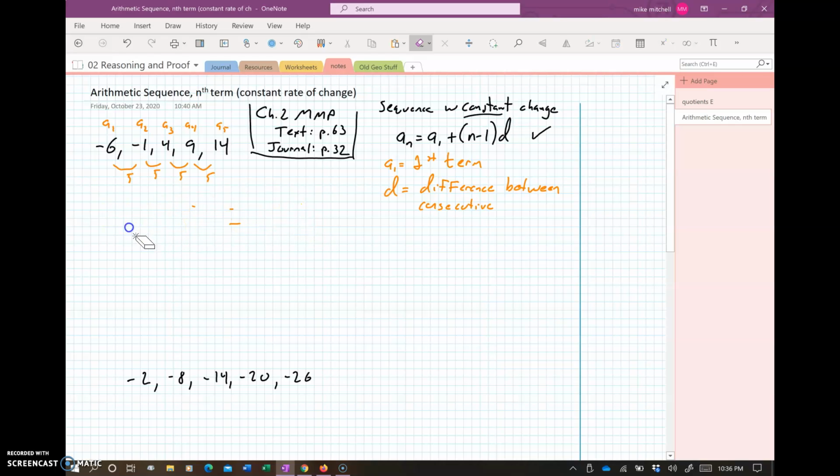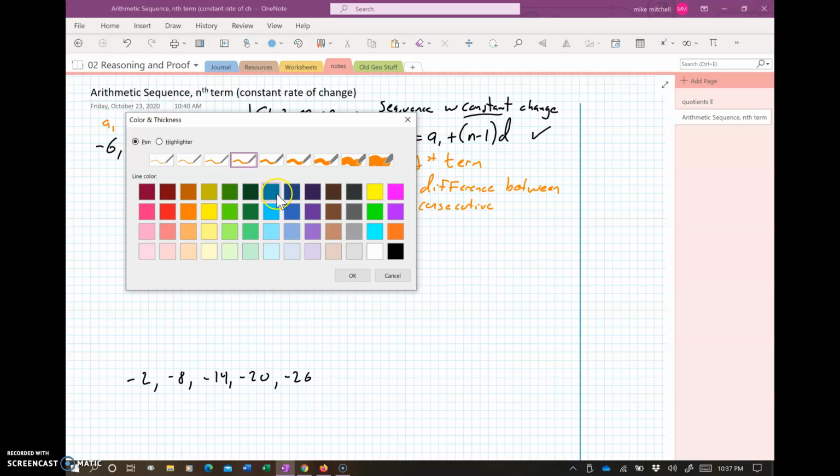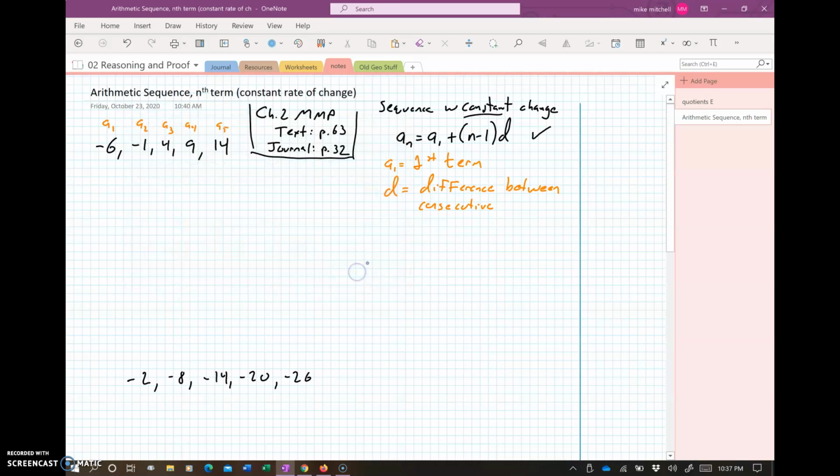But that's also the type of sequence. If it's not having that constant change for those consecutive terms, then it's a different type of sequence. There's other techniques for those. So to do this, we need to identify our first term, which is going to be -6. And then we need to identify d, which is 5.